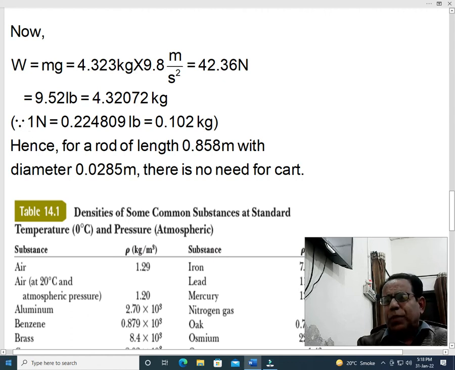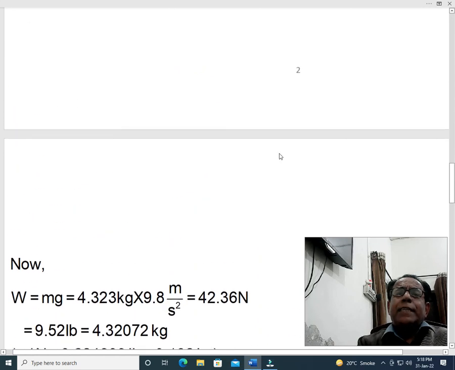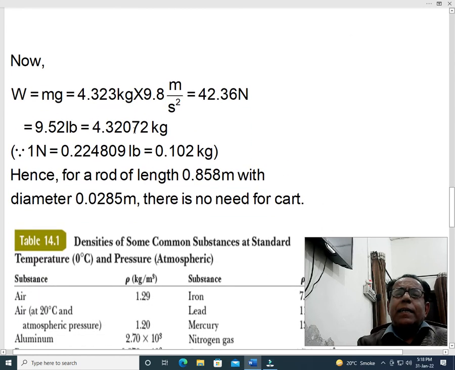So from the table of conversion factors, 1 Newton is equal to 0.224809 pound, and 1 Newton is also equal to 0.102 kilogram. We have seen that in both cases, mass and weight have become exactly equal.